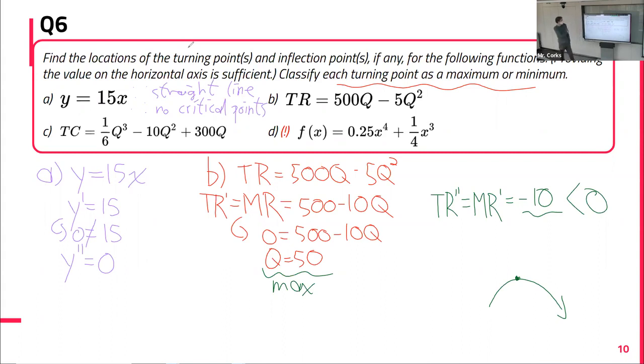What about inflection points? How do we know there are no inflection points? Okay, so the second derivative is negative 10. If we set that equal to 0, we'd try to find where 0 is equal to negative 10, but that doesn't happen, so no inflection points there. So one maximum, no inflection points.